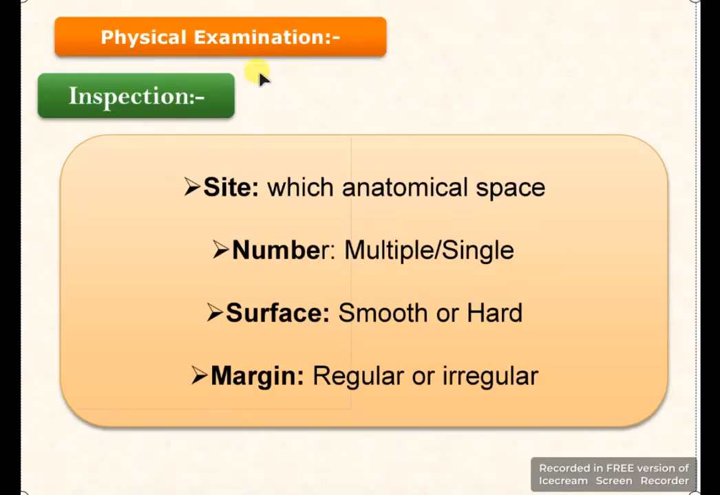Here we are going to learn about the physical examination of a cyst. While inspecting, the site is very important, at which anatomical space the swelling is present. Then second, number. Are there multiple small cysts, or is there a single large cyst? The surface. The surface is very important as it contains the fluid. Sometimes it is smooth and sometimes it is hard. Then margin. Is it regular or irregular?